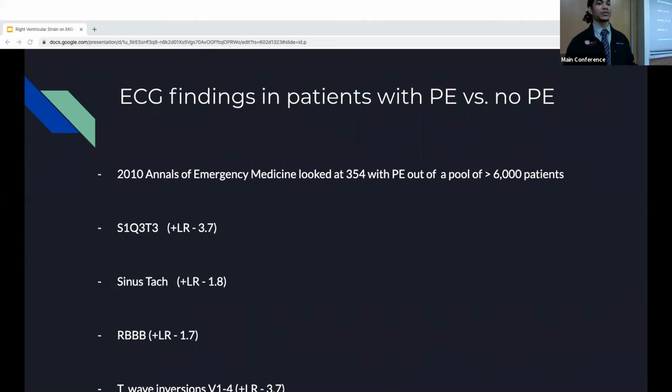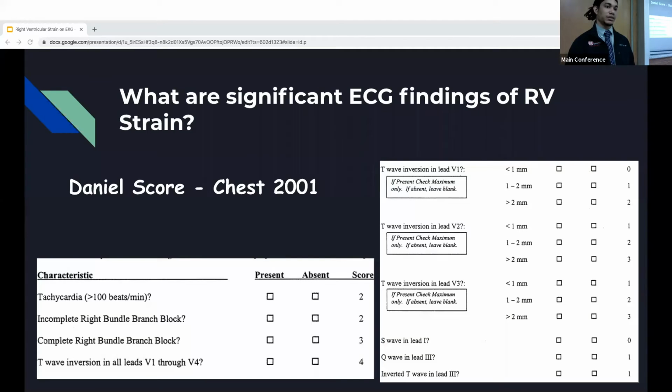So, a 2010 Annals of Emergency Medicine study. This was a study where they took 6,000 patients, pulled 300 out with PE, and looked at their EKG findings. This study in 2010 did see higher likelihood ratios to find S1Q3T3 on the EKG of a patient with a PE. Same with T-wave inversions in V1 through V4. Those are very common. Sinus tach and right bundle branch block you saw in these patients as well. So these are four very common EKG findings of RV strain that we've probably discussed in the past.